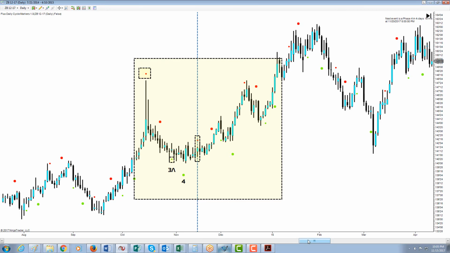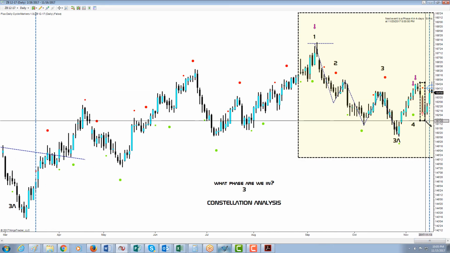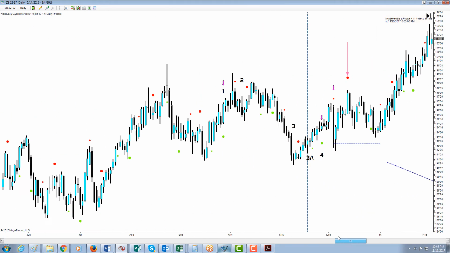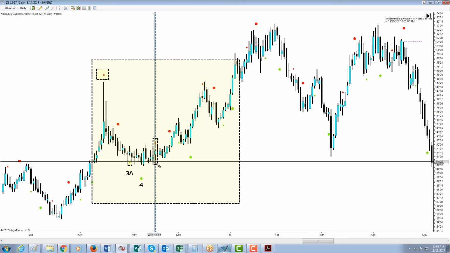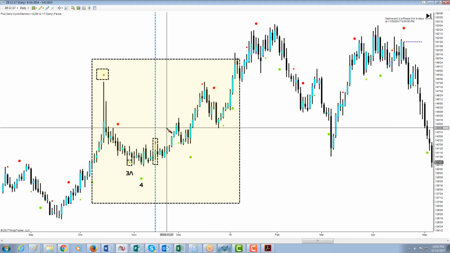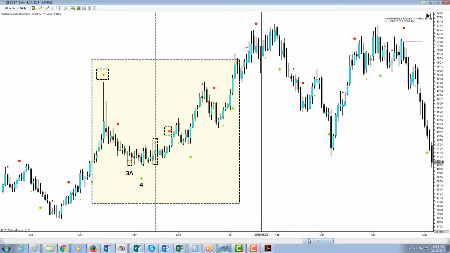Take a look at that. And then take a look at this. There's that third phase. And so if we scoot back over here, you'll see exactly where we are. And again, what tends to happen after this point in the constellation is a rise into the phase 4. Let's move ahead.